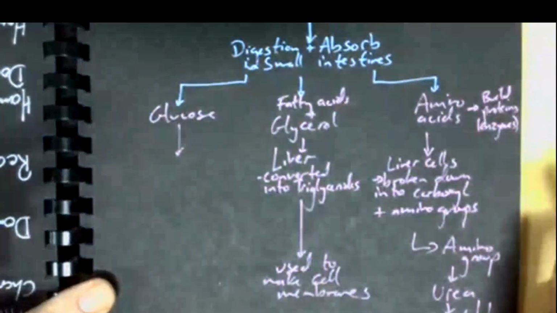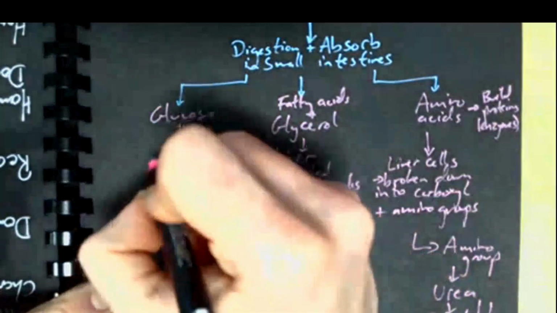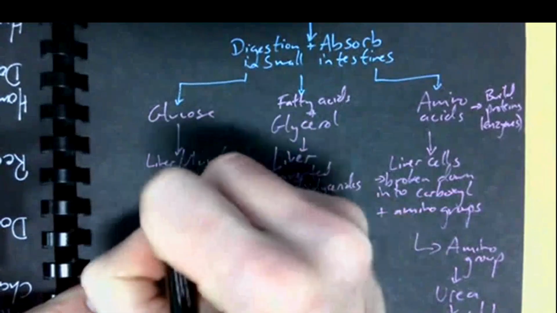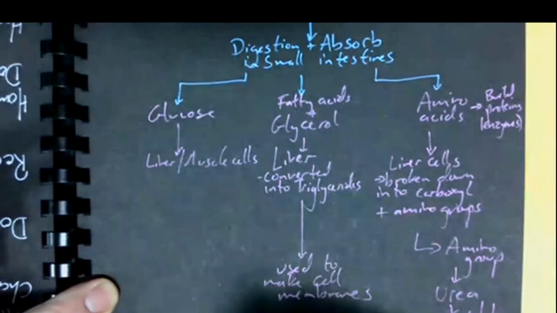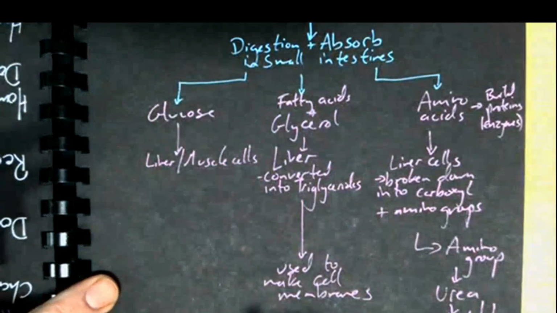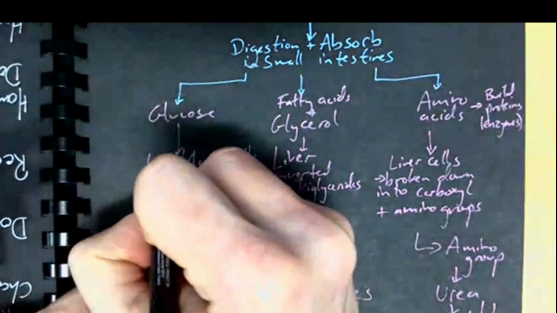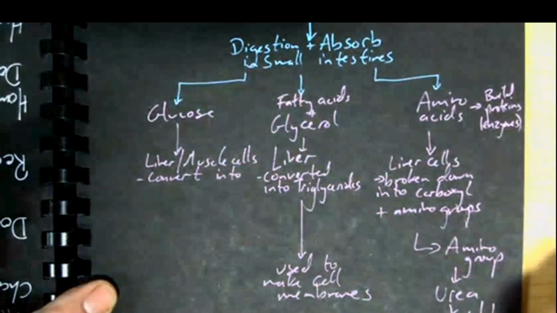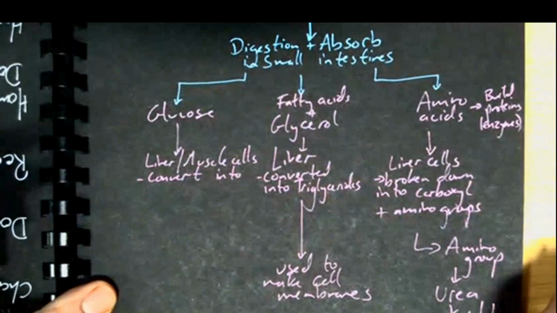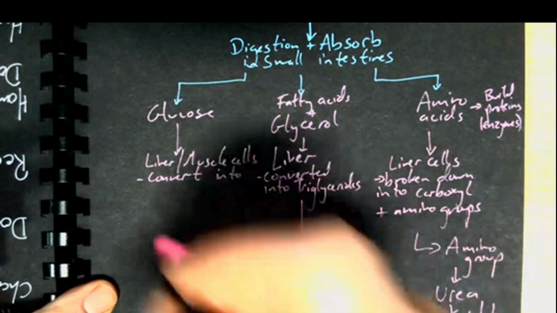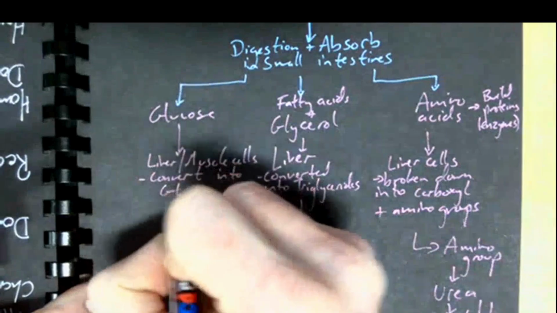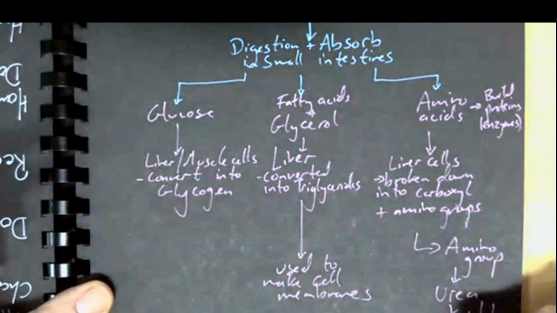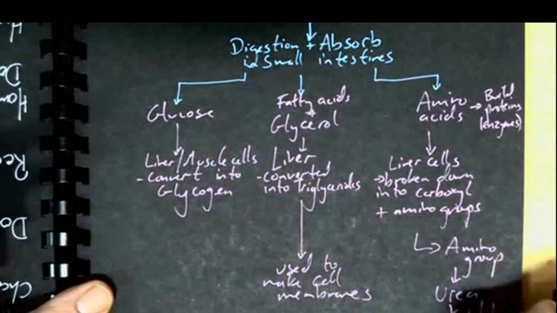Well, we can do a couple of things in your liver and muscle cells. We can convert it into, and those people doing homeostasis at the moment will remember, okay, how do we regulate our blood sugar? Well, we're going to convert it into our own storage molecule that we call glycogen, and that is then stored.